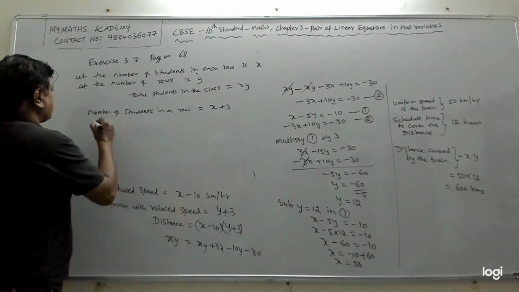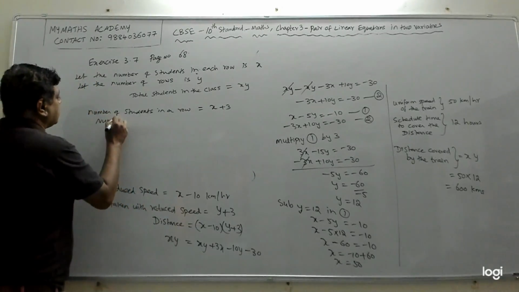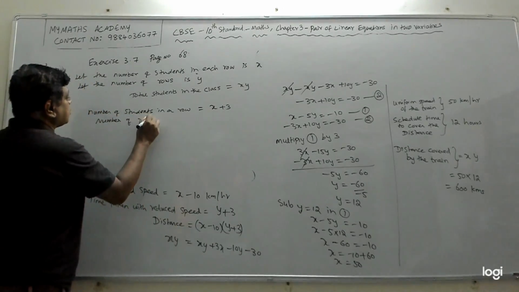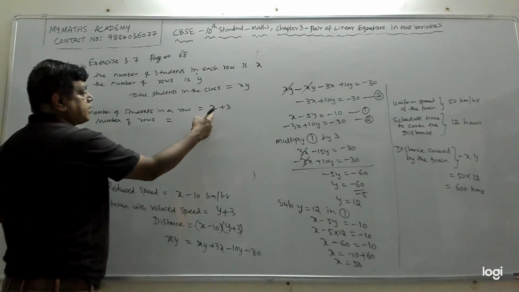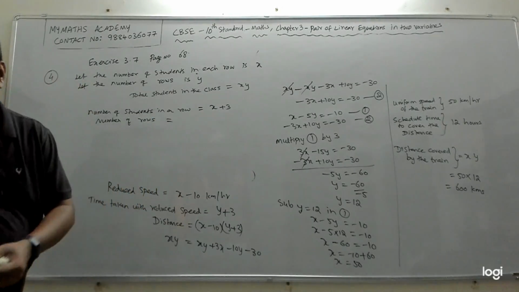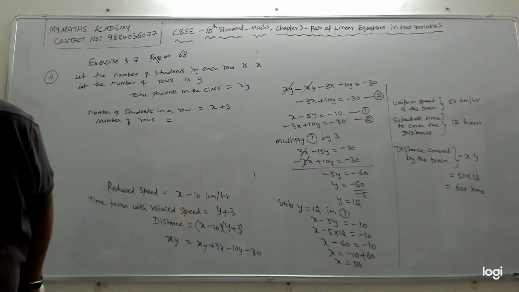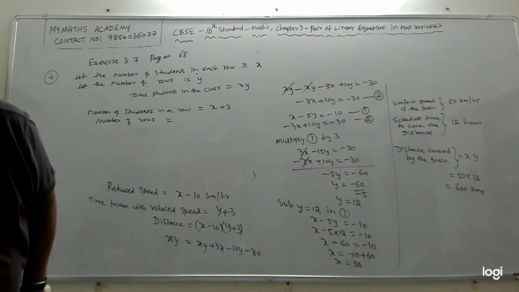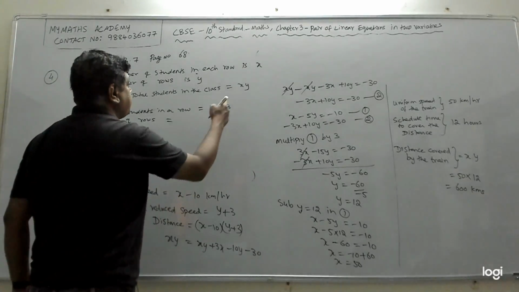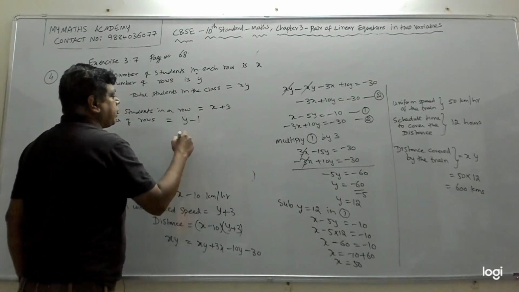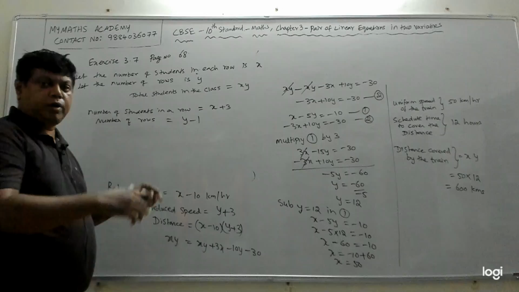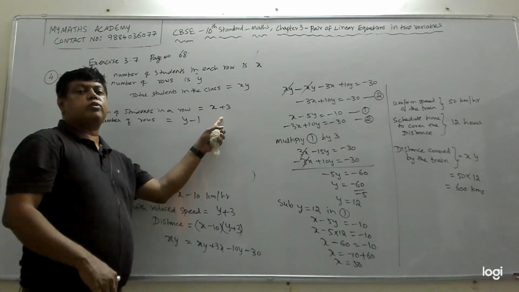Then what will happen to the number of rows? If each row has x plus 3 students, what they say is that if 3 students are extra in a row, there will be 1 row less. So the rows, which were y, will become y minus 1. The number of rows will be reduced by 1 if I add 3 students to each row.